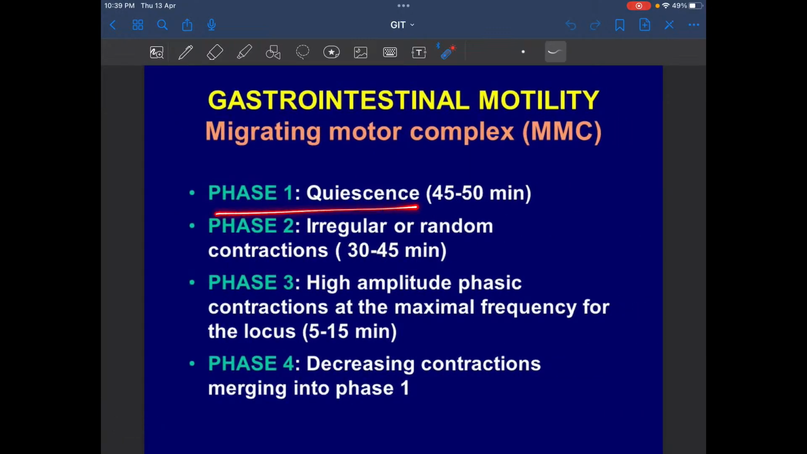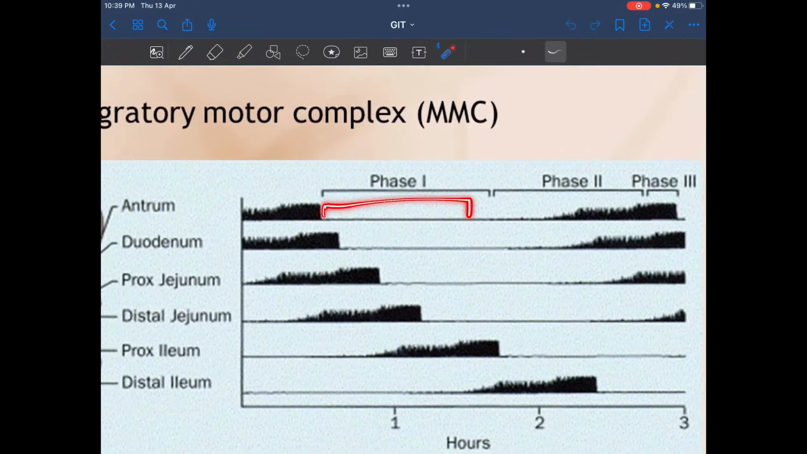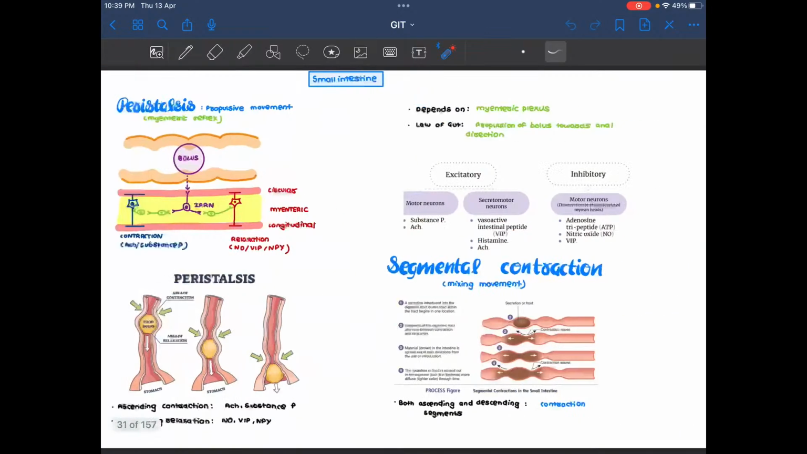We saw phase 1 is the quiescence, phase 2 is irregular contractions, phase 3 is regular contractions, high amplitude, okay, which were generating your hunger pangs. And what is this phase 4? Phase 4 is basically your interval between your phase 3 and your phase 1. Okay, so this is the thing I'm telling you about. Phase 1 is quiescent. If you see phase 2, they're basically irregular, and in case of phase 3 you're seeing very regular high amplitude contractions. Okay, so these are the migratory motor complexes.